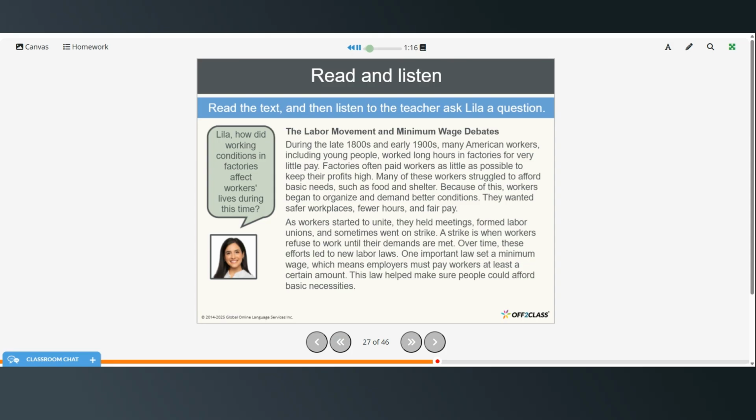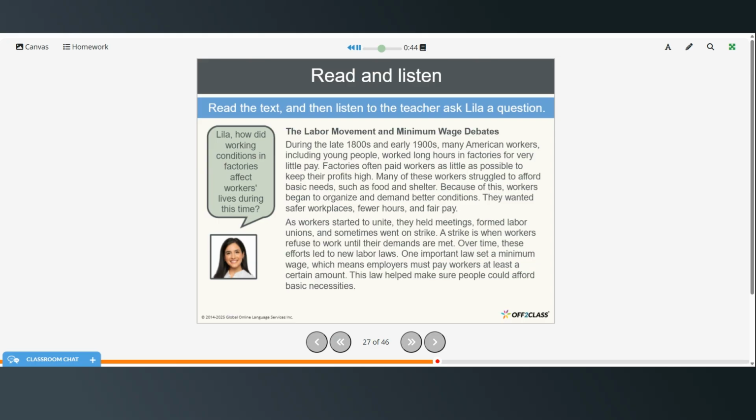During the late 1800s and early 1900s, many American workers, including young people, worked long hours in factories for very little pay. Factories often paid workers as little as possible to keep their profits high. Many of these workers struggled to afford basic needs such as food and shelter. Because of this, workers began to organize and demand better conditions. They wanted safer workplaces, fewer hours, and fair pay.